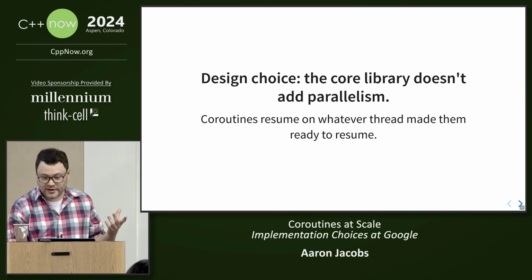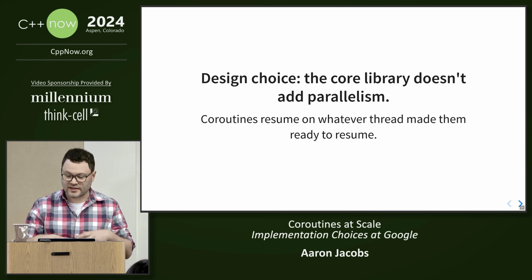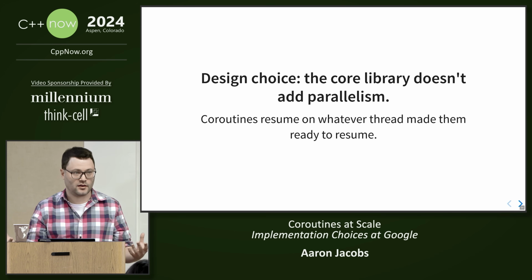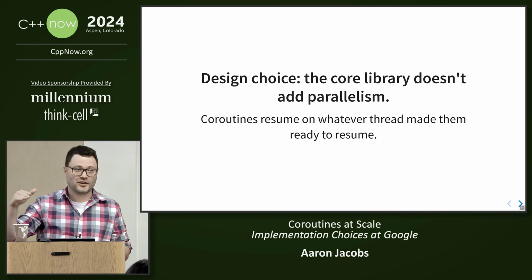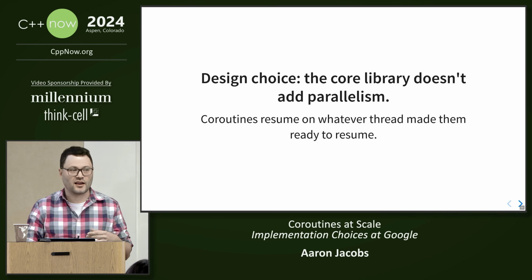Since we only have one thread in the picture, we need to somehow use that thread. We make another design choice, and that's that the core coroutine library never adds parallelism. They never introduce new threads into the picture. Wherever the thing a coroutine is waiting on finishes, that's exactly where it will resume in terms of threads. And that means that the user doesn't need to worry about understanding why extra threads suddenly come into the picture, and it also tends to be pretty friendly to CPU caches.